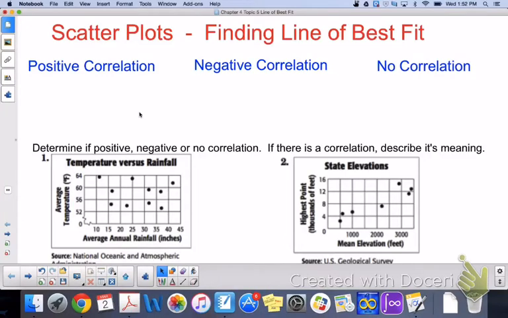Okay, talking about scatter plots and finding the line of best fit. You first need to know what correlation means. There's positive correlation, negative correlation, and no correlation. Basically, with positive correlation, it means if X increases, then Y increases.